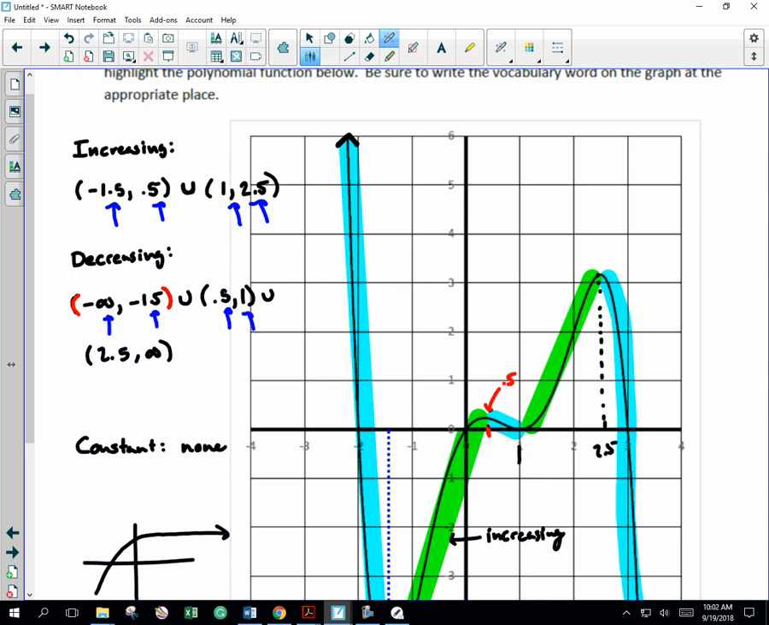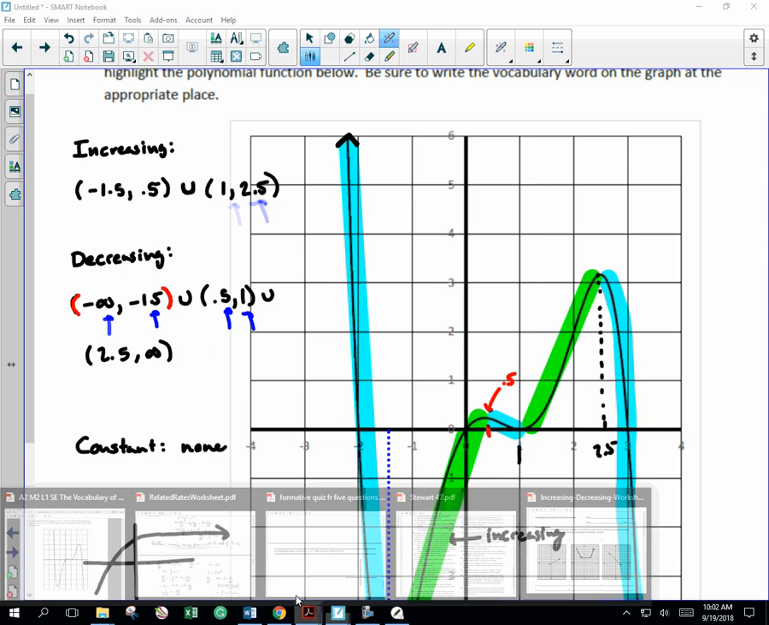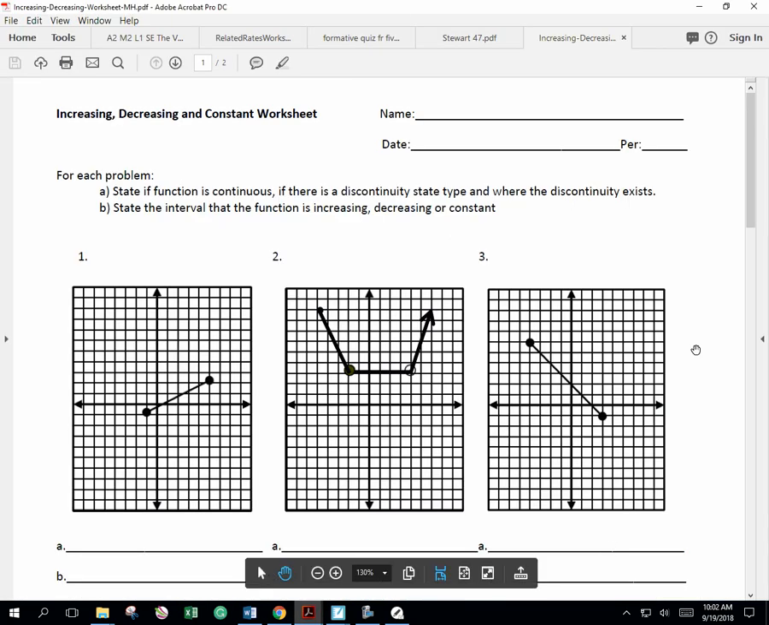Let's try number 2. Number 2, it's not a typo, it's just not clear. So I'm going to stress this part. This drawing, what is this open, closed circle? What's going on there?